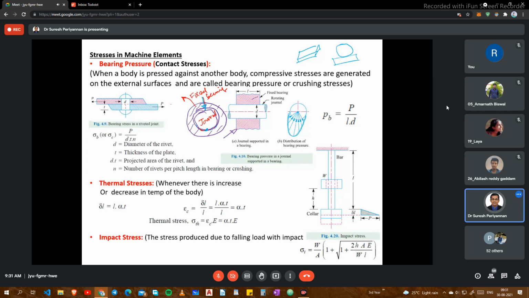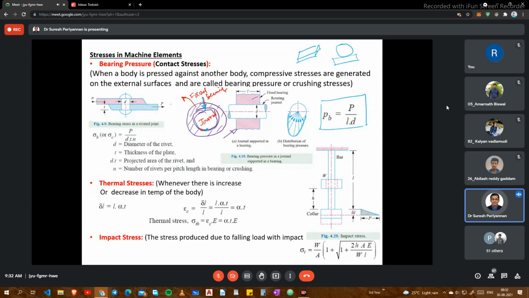We are applying lubricant oil to avoid the frictional force between the two surfaces. Hence, smooth power transmission can be done. Now, bearing pressure is equal to P by LD. We are going to discuss this in the static condition and dynamic condition. The bearing pressure is nothing but P by LD.